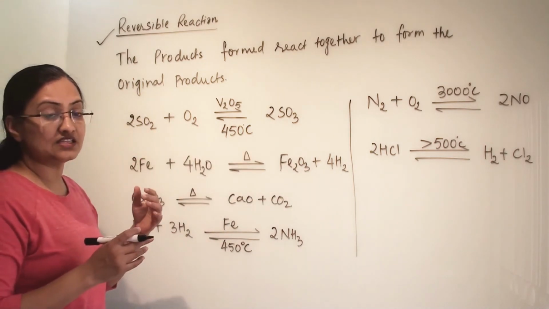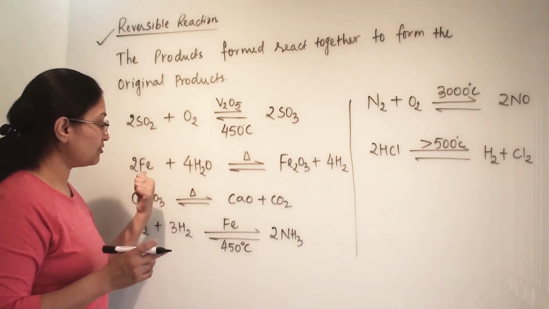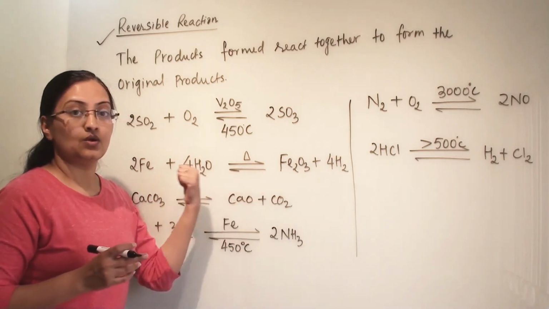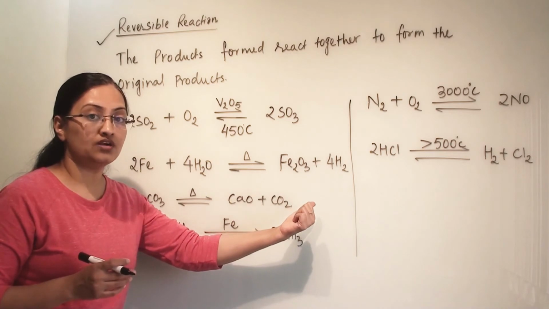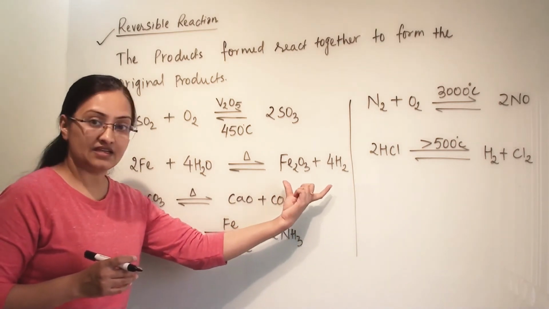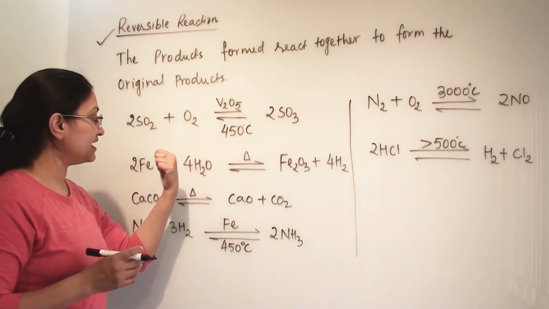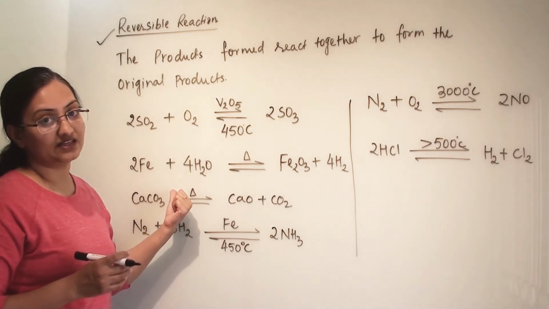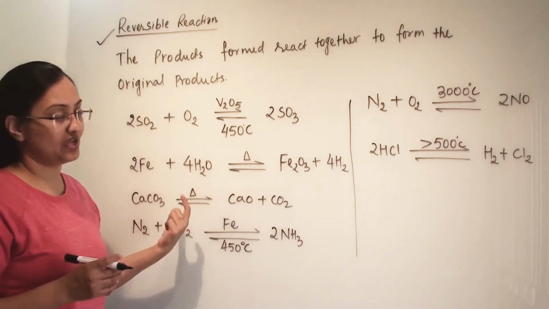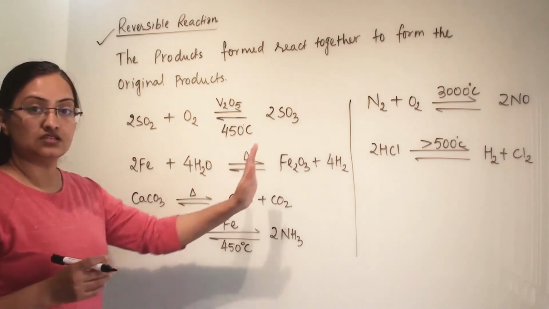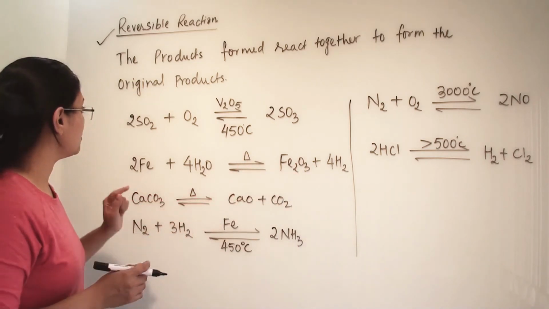But the thing is, this is a reversible reaction, so that means once it occurs in the forward direction, once we get our product, then again we will get our reactants back. That is the meaning of reversible reaction. So let us see some more examples based on this.